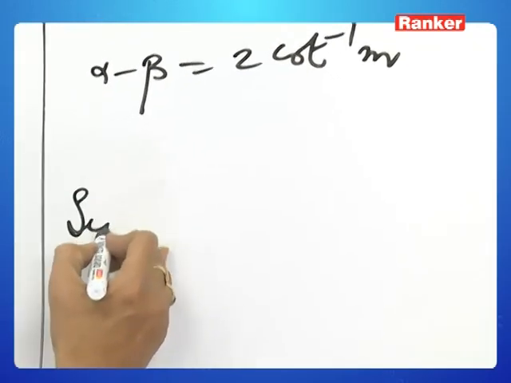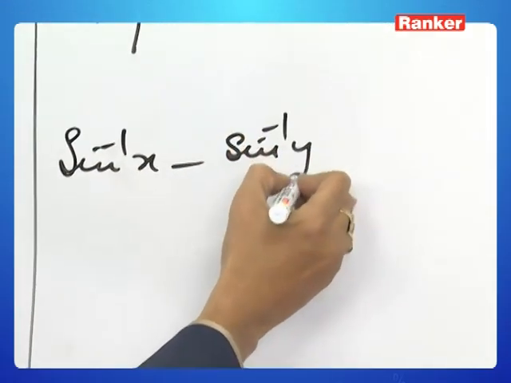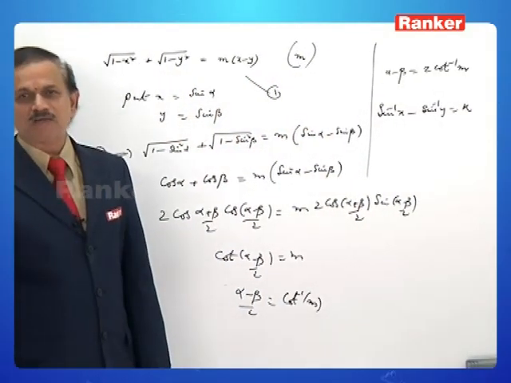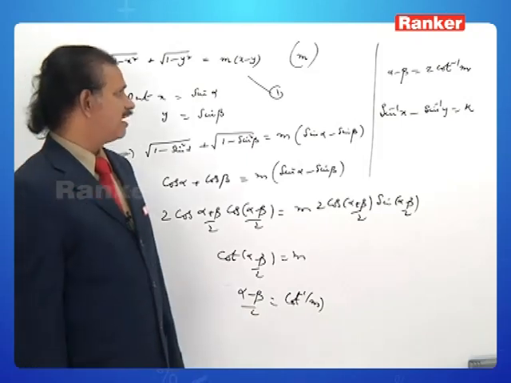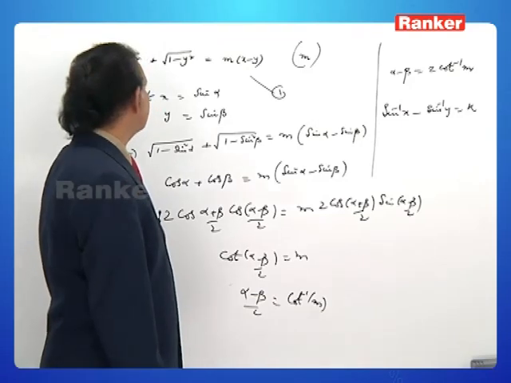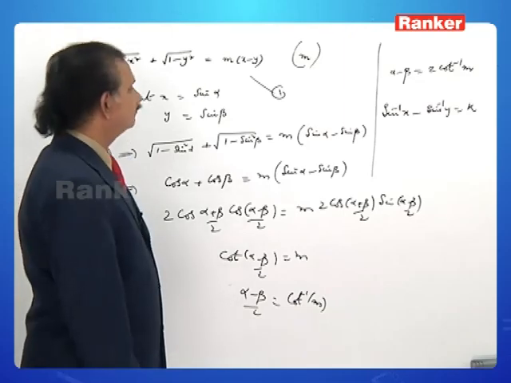Alpha is nothing but sine inverse x, and beta is sine inverse y. m is a constant, cot inverse m is a constant, 2 cot inverse m is a constant. You see, this type of substitution is subjected to the domain of alpha, beta, x and y. Okay, right?